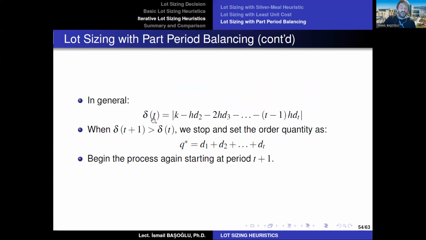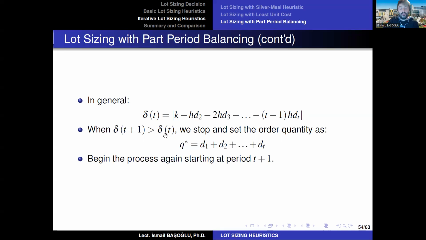And if my order is to span the demand of the next T periods, then I'm going to pay a fixed ordering cost of K dollars, and my carrying cost will be calculated as H times the demand of the next period, 2H times the demand of the period after, and so on and so forth. And the demand of the T period will be carried for T minus 1 weeks, and for each week I need to pay H dollars per unit.